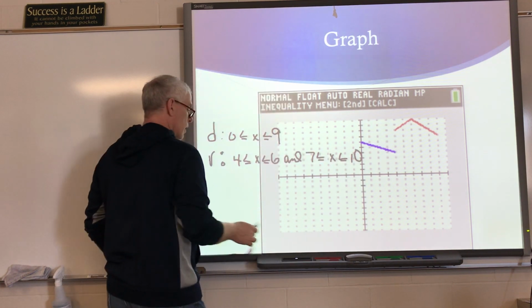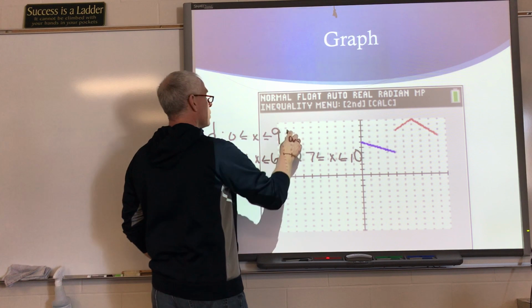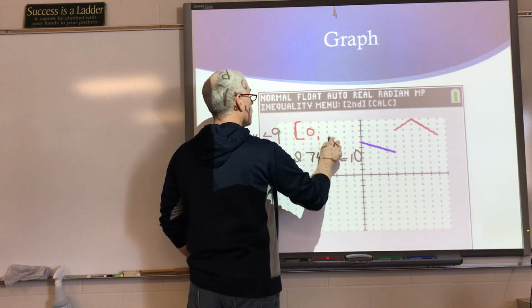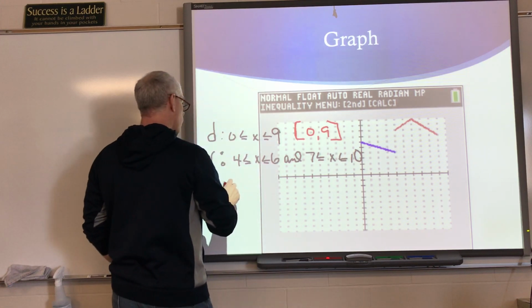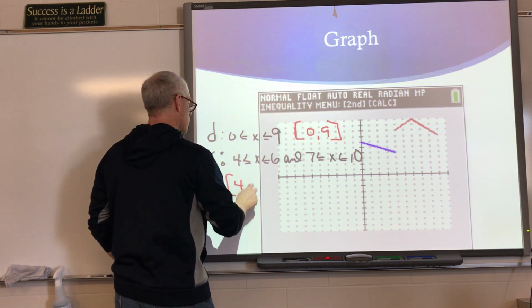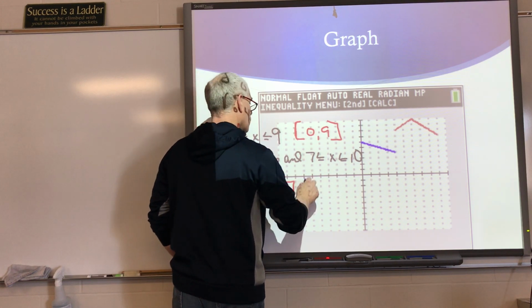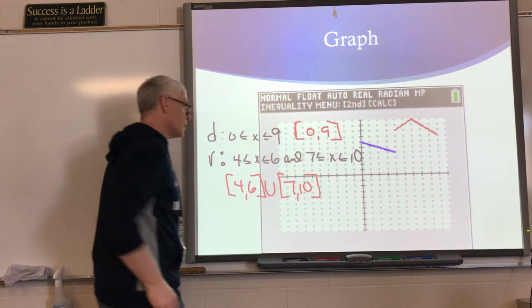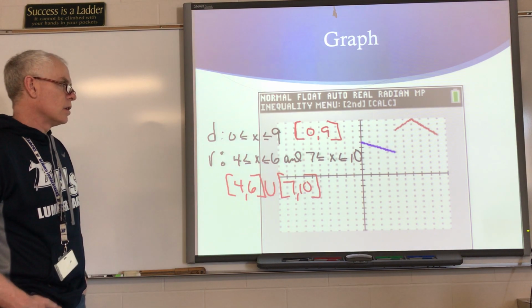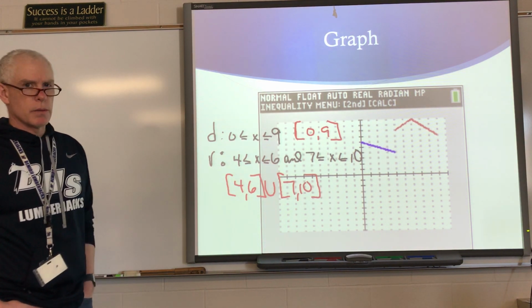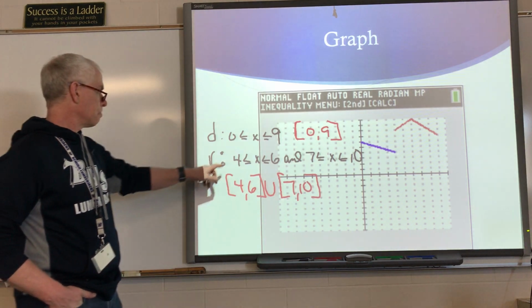Okay, in interval notation, you guys, this one looks like, and this one goes from 4 to 6, and then again from 7 to 10. There's a little bit of break there between the 6 and the 7. Okay, and we should be able to read that from the graph.